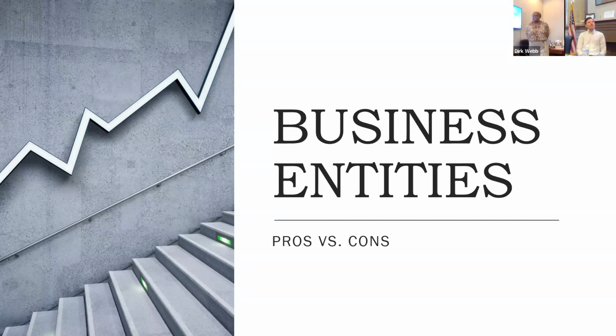I have one other question. When you set up a DBA as an entity, does that follow the same tax and liability of whatever business it's doing business as? Okay, so when you do a DBA, which is basically a fictitious name on Sunbiz, the company owns the DBA, doing business as.